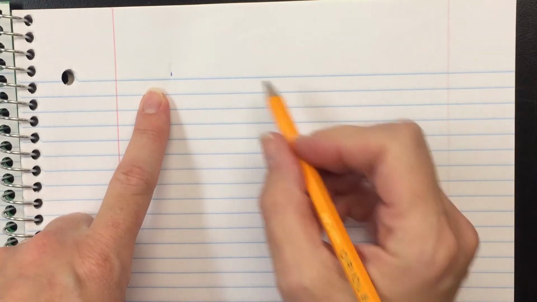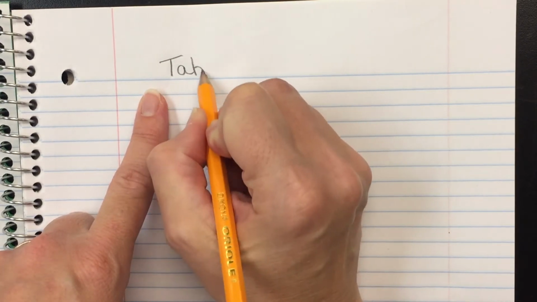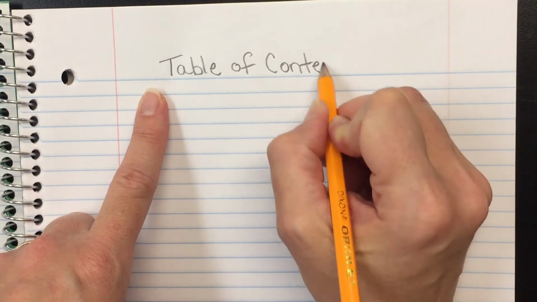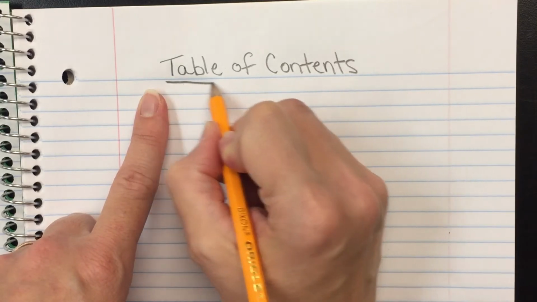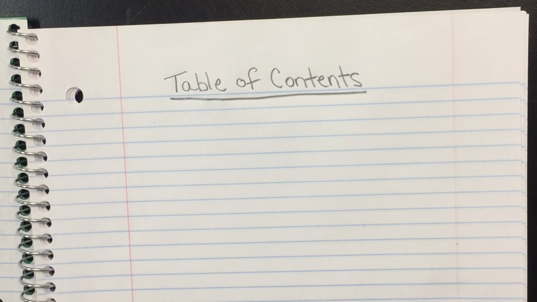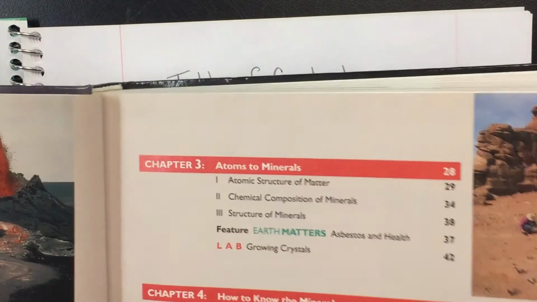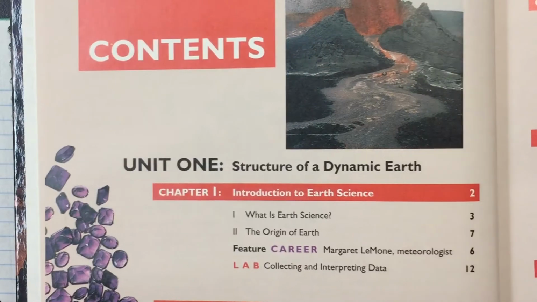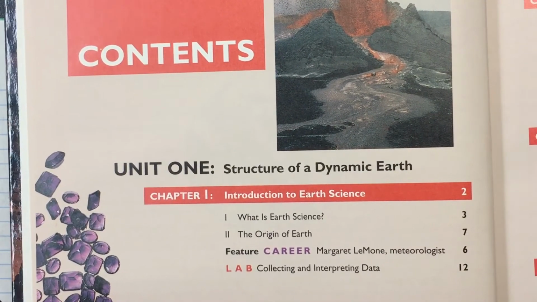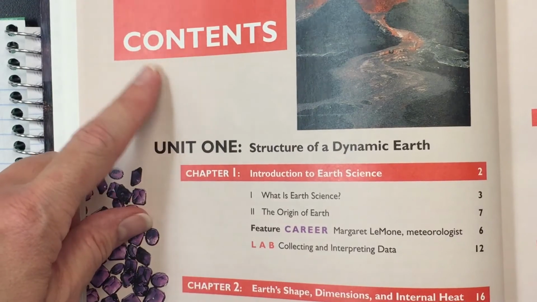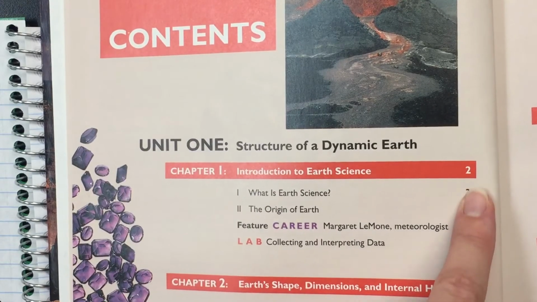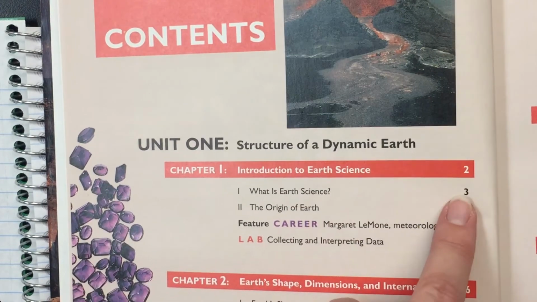At the very top, you're going to put the title, which is Table of Contents, and then underline it. Okay. So a table of contents is always at the front of a book, right? So for example, this is our Earth Science textbook, which we might use occasionally this year. It's a table of contents. It tells us what's in the book, right? And what page number it is on, what page this section starts on, right?